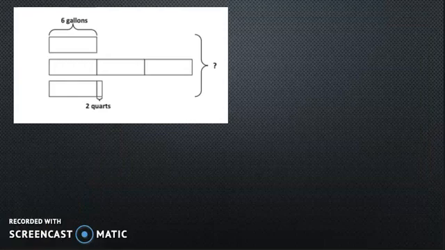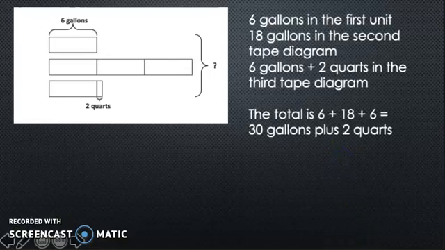Okay, friends, pause if you need more time. So what I noticed is that we have 1 unit equal to 6 gallons. The second tape diagram shows that it is 3 times as much as the first one. And since I know that 6 times 3 is 18, the second tape diagram is 18 gallons. The third diagram shows 1 unit plus 2 quarts. And since those units are not the same, I can't add those two together. I can add 6 plus 18 plus 6 to get 30 gallons plus 2 quarts.